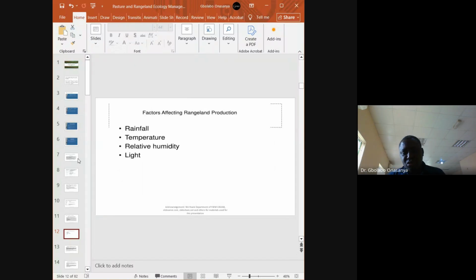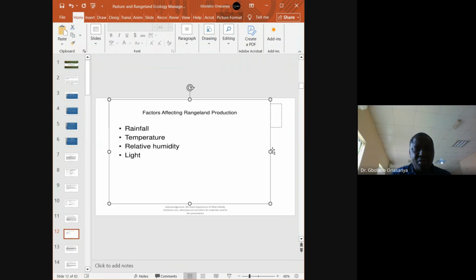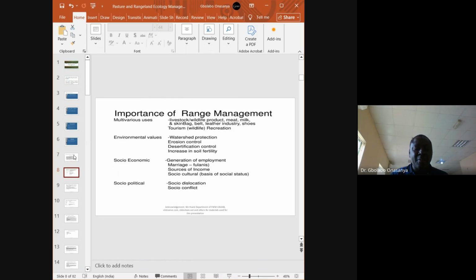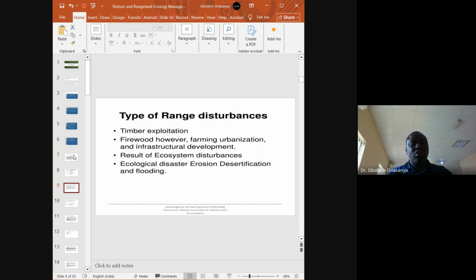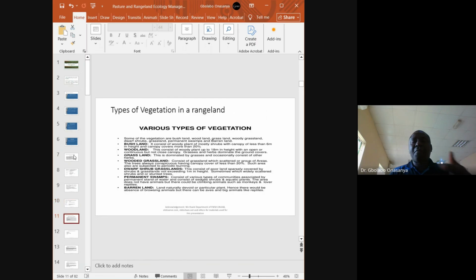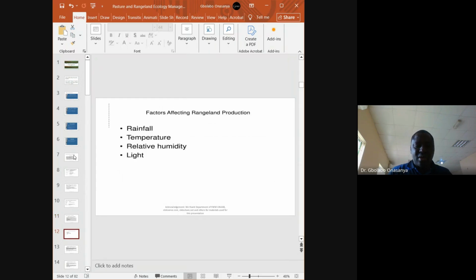Factors affecting rangeland production. I have spoken about the types of rangeland disturbances. I've spoken about factors affecting the rangeland ecosystem, the various types of vegetation in rangeland. And I'm now speaking to factors affecting rangeland production.